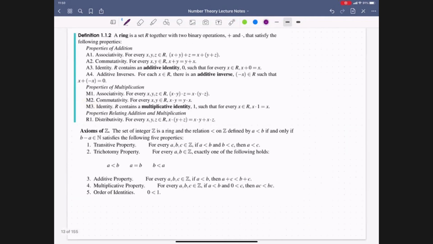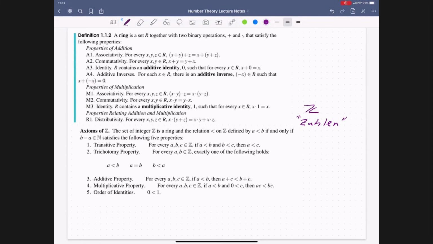Alright, so here is the main definition for the course in terms of the foundations, the axioms of the integers that we will be assuming. The axioms of the integers concern the set Z. The reason for the letter Z is that this is the German word for number, Zahlen.